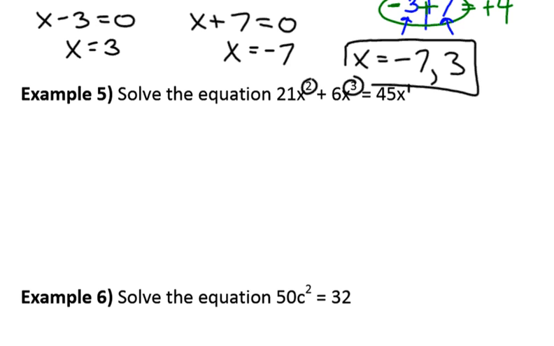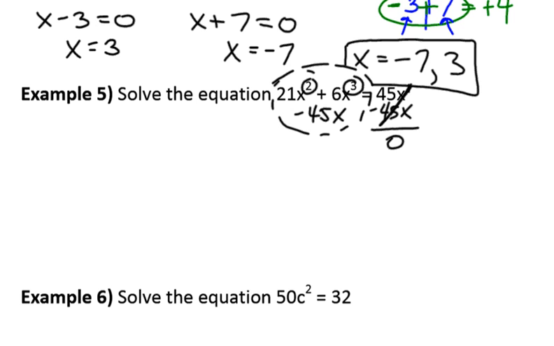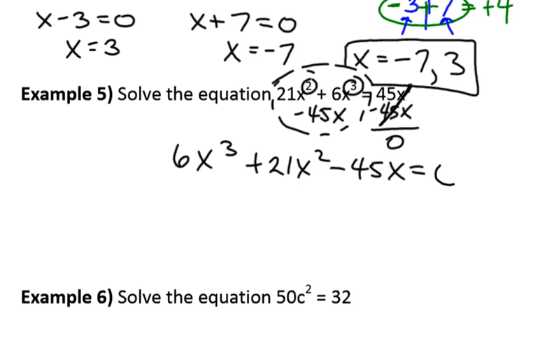So I'm going to do 2 steps in one. I'm going to write in descending power, and I'm also going to move this 45x. I'm going to subtract it from both sides, because I want nothing over here. I want 0 over here. So that means I'm going to subtract 45x. So now I'm going to take those 3 terms here and write the exponents in descending order. So that would be 6x cubed first, then 21x squared, then minus 45x equals 0.